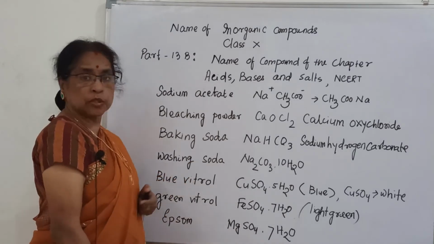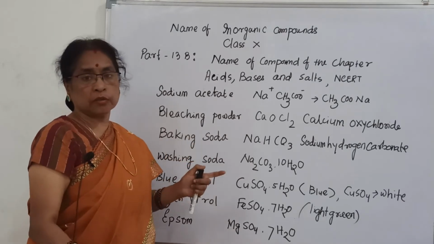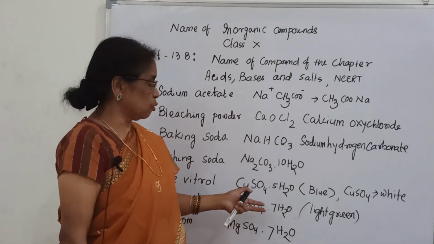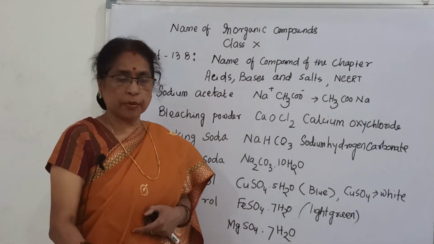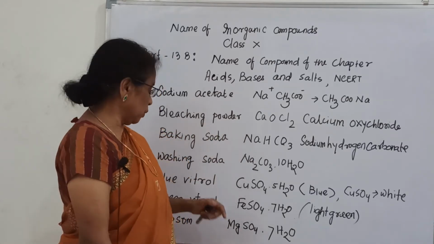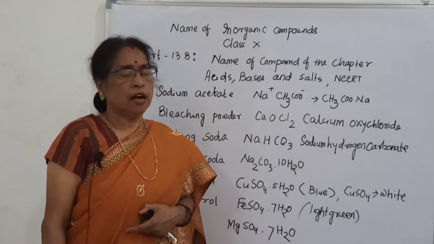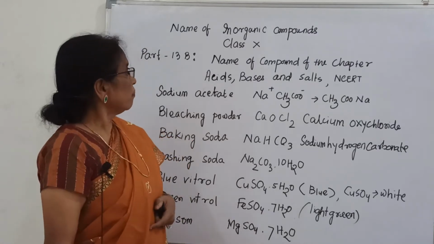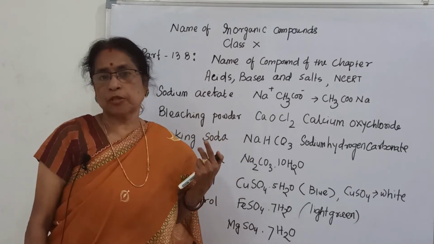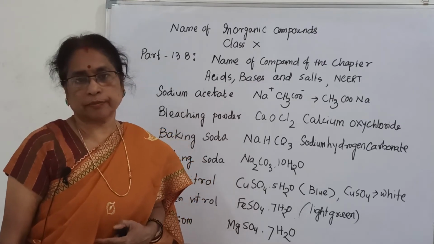Washing soda Na2CO3·10H2O, baking soda NaHCO3, that means sodium hydrogen carbonate, and bleaching powder, all are commercially used, you should know. Sodium hydrogen carbonate is for baking purposes, and bleaching powder is for cleaning purposes. Gypsum and green vitriol have some uses for chemical purposes. These are the main important names of compounds, and next we will see what is meant by gypsum, what is meant by plaster of Paris and others.